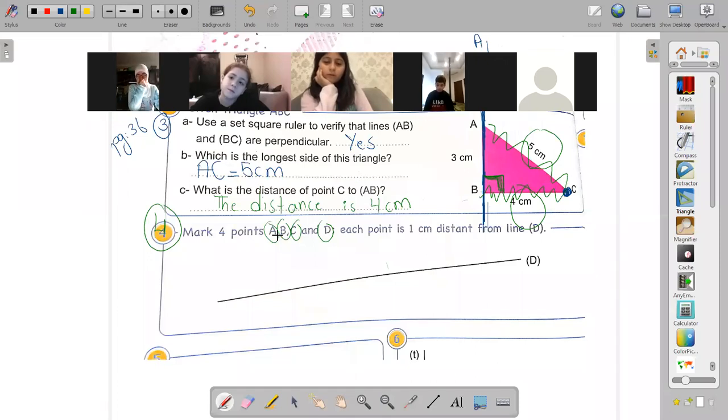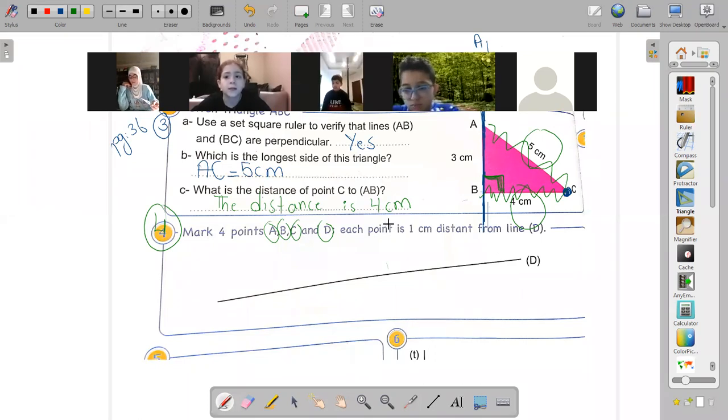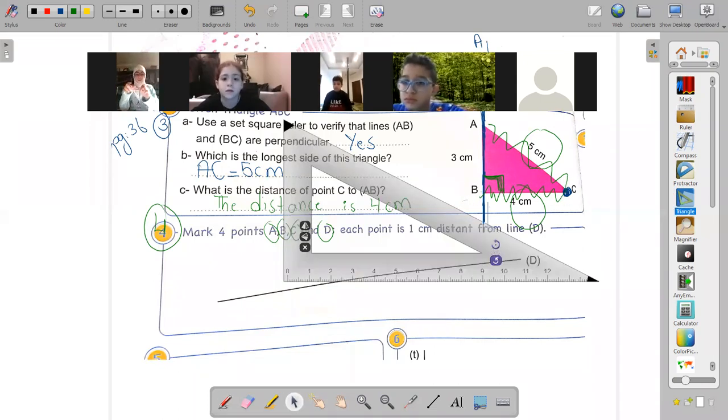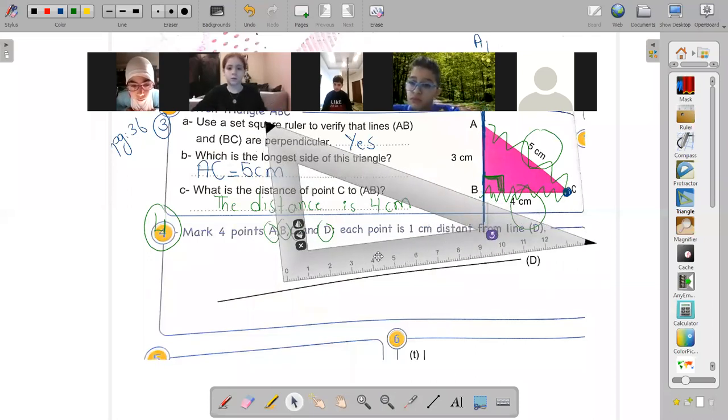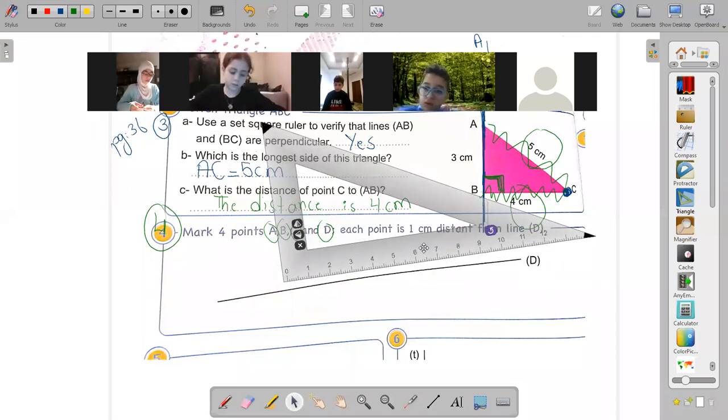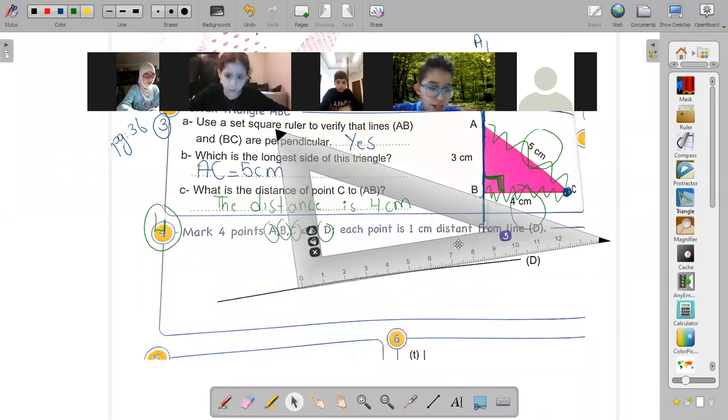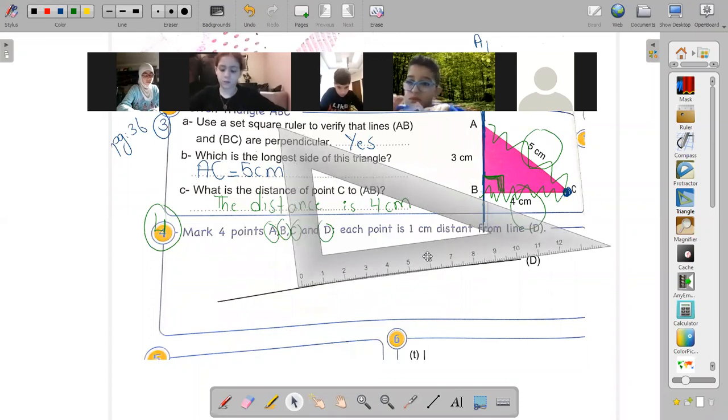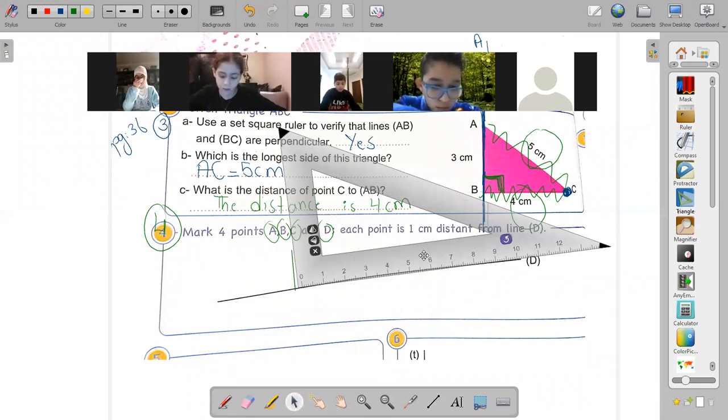So when I say mark 4 points, I will draw 4 perpendicular lines first. When I say mark 5 points, how many perpendicular lines do we have to draw? Five. Excellent. Bring the set square ruler and draw now 4 perpendicular lines. Hold it like L. You have to make sure that the bottom touches the line D. Okay, I will draw the first line.